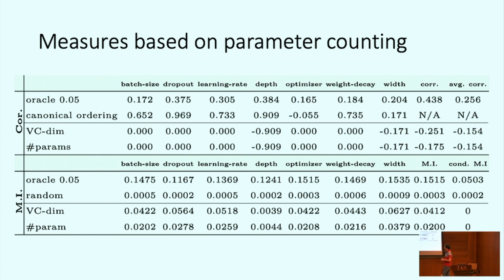But when we condition on hyperparameters, we actually get 0 conditional mutual information. Because if I know the depth and width of the network, I can perfectly predict VC dimension. So if I condition on them, there's no mutual information between VC dimension or number of parameters and generalization.